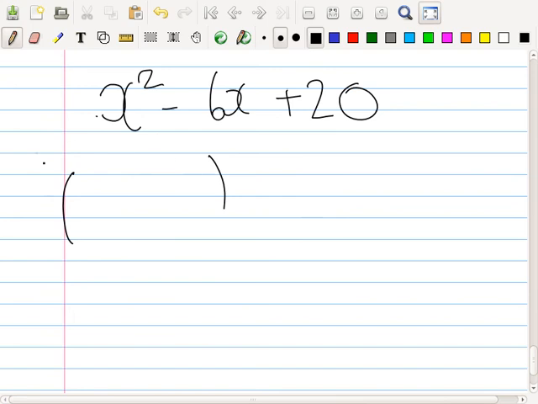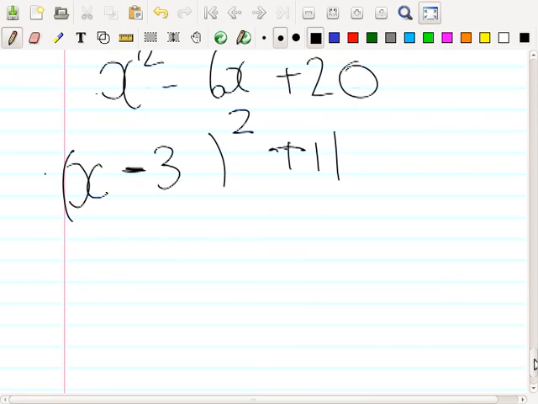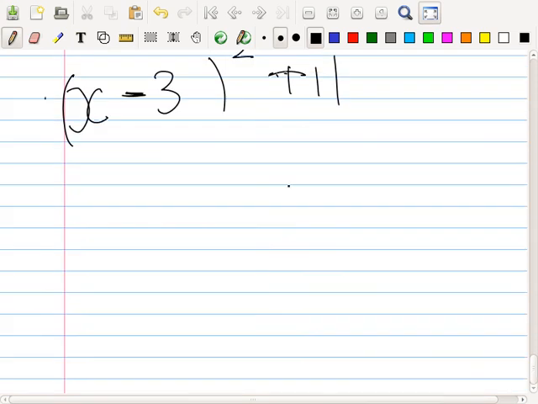Go ahead. What did you put in here? X minus 3, squared. Now, what did you put at the back here? Plus 11. Plus 11's right, because minus 3 squared is 9, but you need 20, so you need an extra 11. Okay? Good. Now, why are these completed squares so useful?